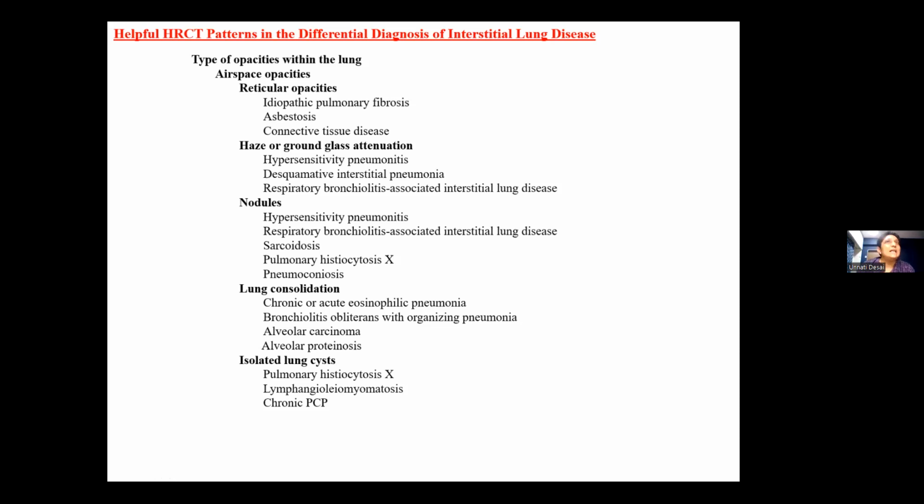Now, there are certain ILDs which we will be discussing further and which we have seen commonly in the last 2 years of the pandemic, which have a haze or a ground glass attenuation. In the pre-COVID era also, ILDs were known, and interstitial lung disease wherein there will be a predominant ground glass attenuation was seen with diseases like hypersensitivity pneumonitis, DIP and RBILDs.